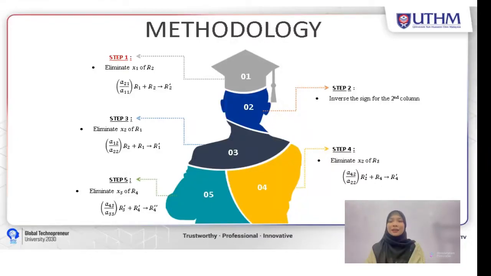So the full process: the first step is to eliminate x1 of R2, and the second step is to inverse the sign of the second column. Step 3 is to eliminate x2 of R1, and step 4 is to eliminate x2 of R3. The last step is to eliminate x3 of R4. So that's all for the methodology.